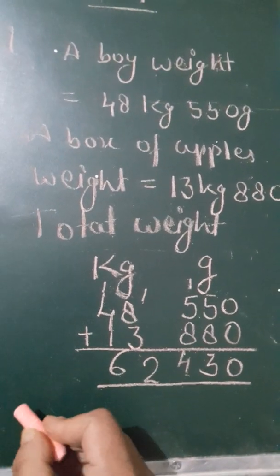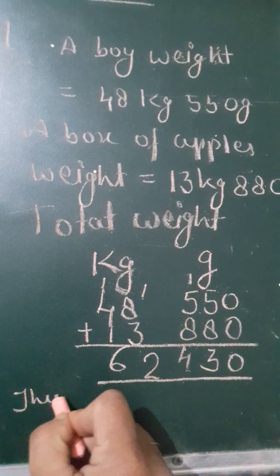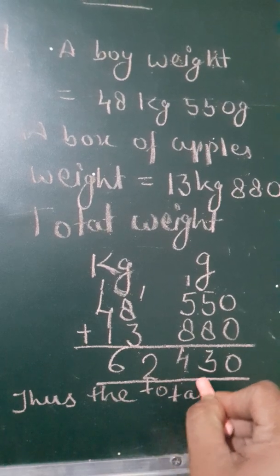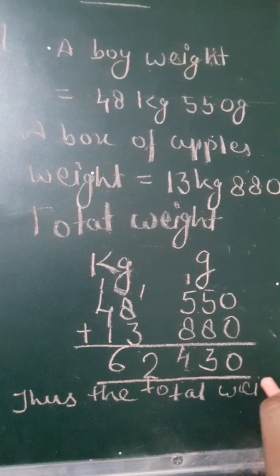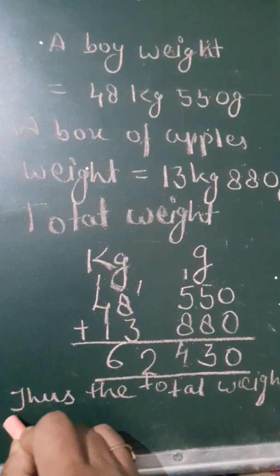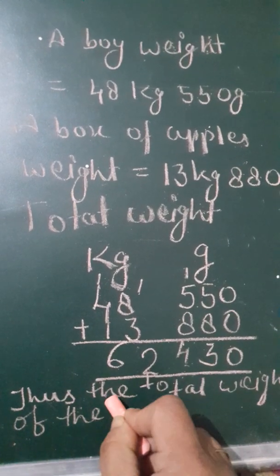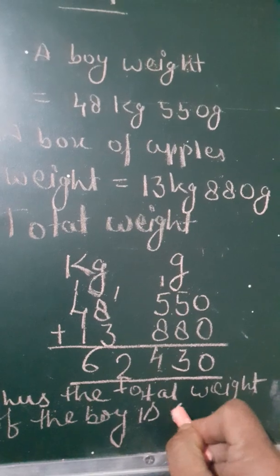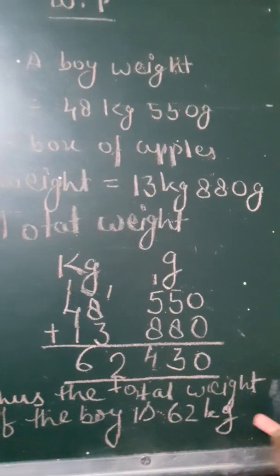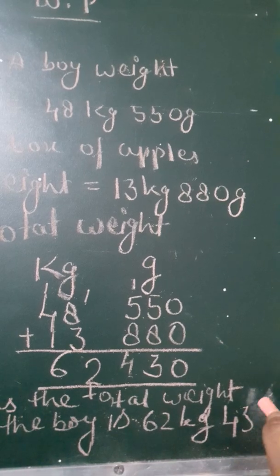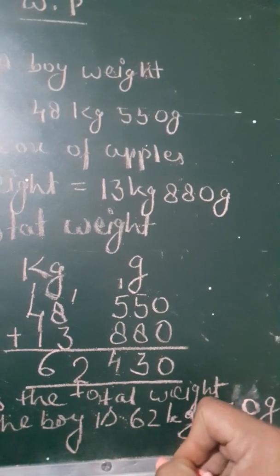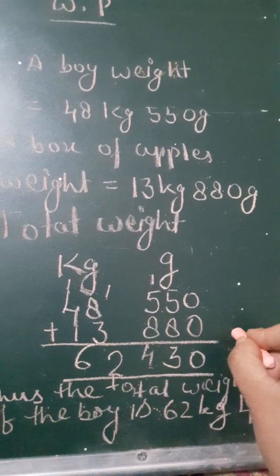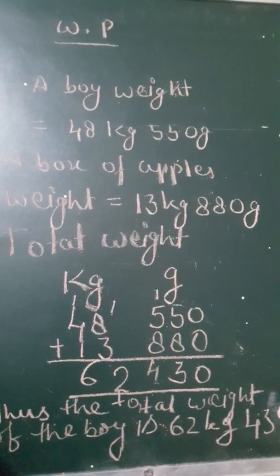So the last statement we'll write: thus, the total weight of the boy is 62 kg and 430 gram. Fine. So like this, we'll solve our problem-based questions. Let's take one more question.